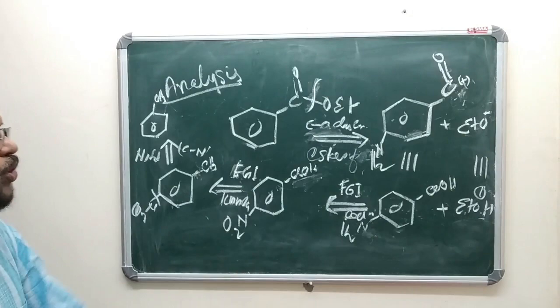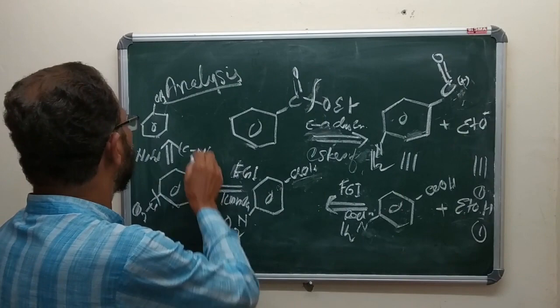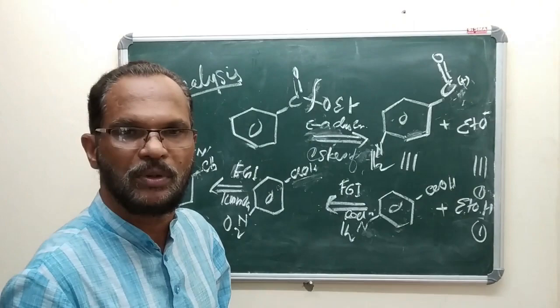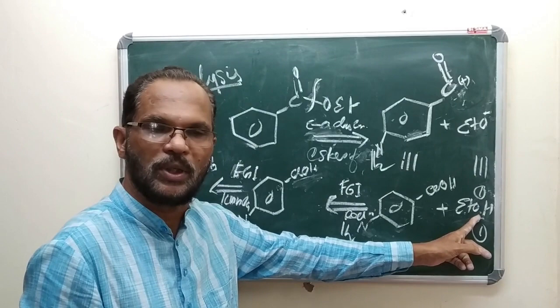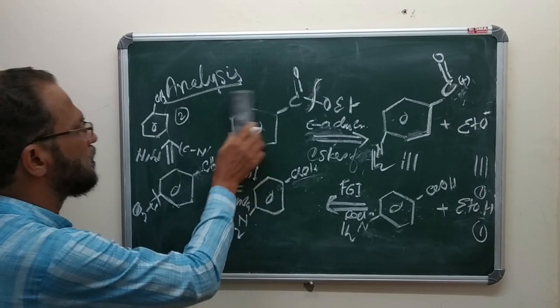So, the first component is ethanol and the second component is toluene. But these are just two components. By mixing these components together, we don't get the target molecule. Because this is the analysis part; for synthesizing the molecule, you have to follow the reverse order. Let us see the synthesis part.